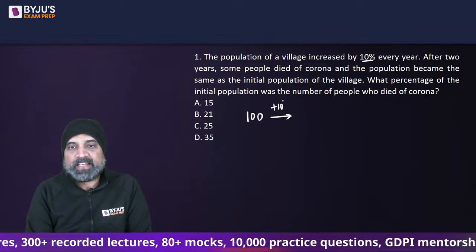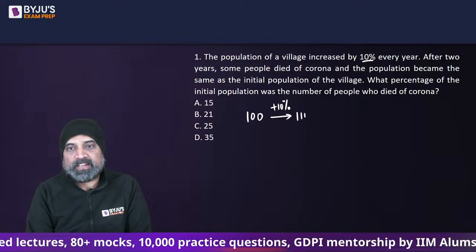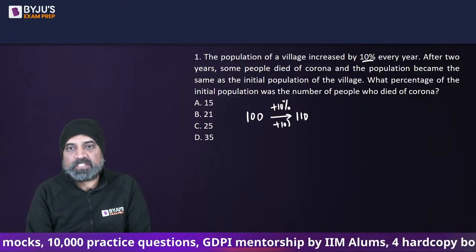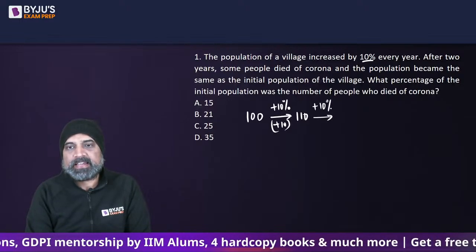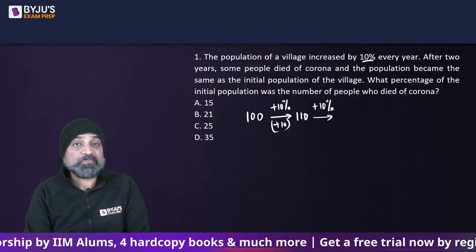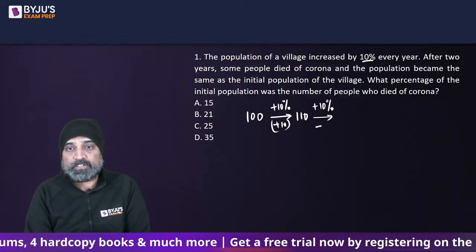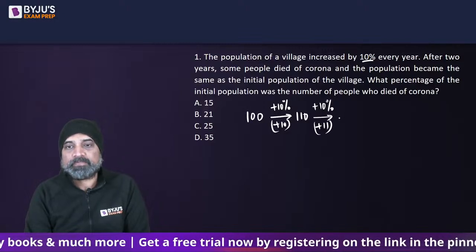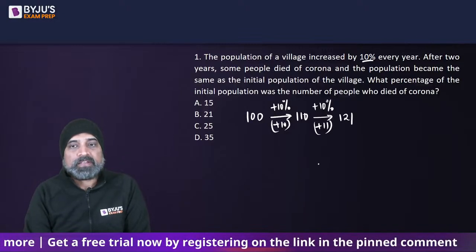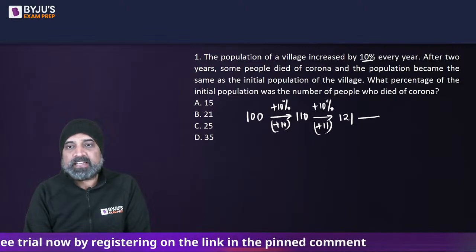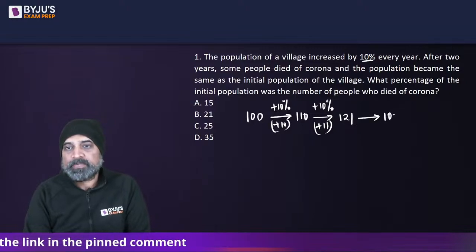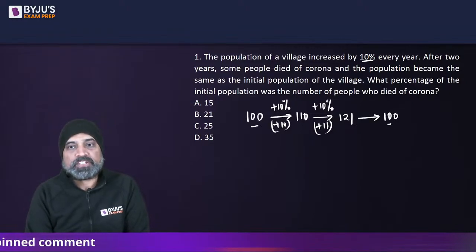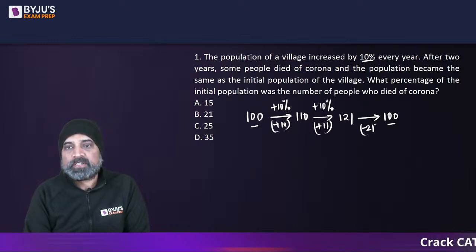So it increased by 10% in the first year, it becomes 110, right? 10% of 100 is 10, so it increases by 10, it becomes 110. Then in the second year, it again increases by 10%. Now this 10% will be 10% of 110, which is going to be 11. So 110 plus 11 becomes 121. Now it says that there was a decrease because of people who died of corona, such that the final value became 100. It became the same as what it was initially. So we can see that there should be a decrease of 21, right?